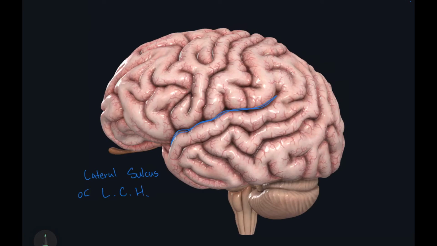The next landmark I want to identify is found between the frontal lobe and the parietal lobe. And again, it's another sulcus found right here. And this is going to be called the central sulcus of the left or the right cerebral hemisphere.